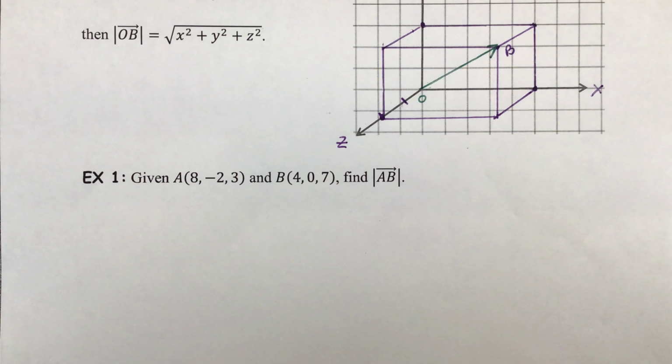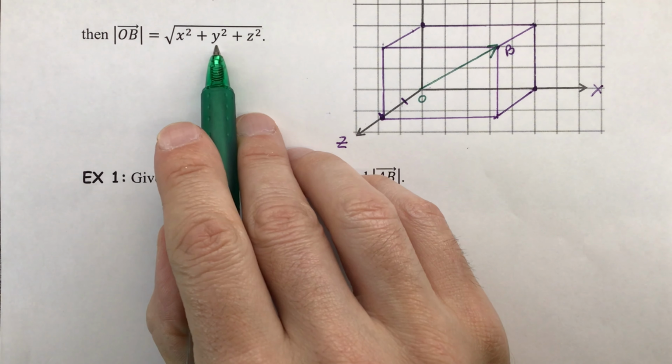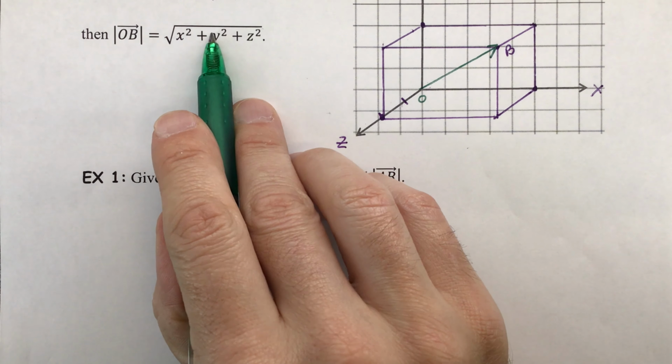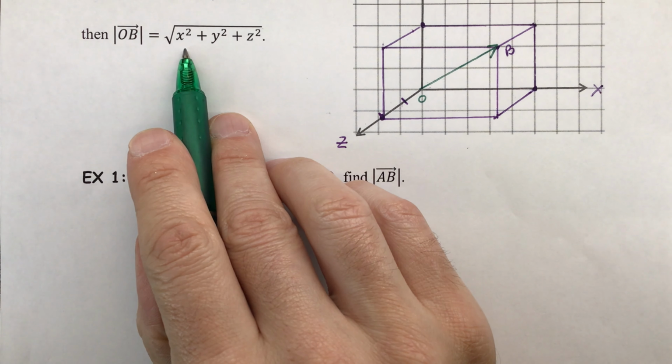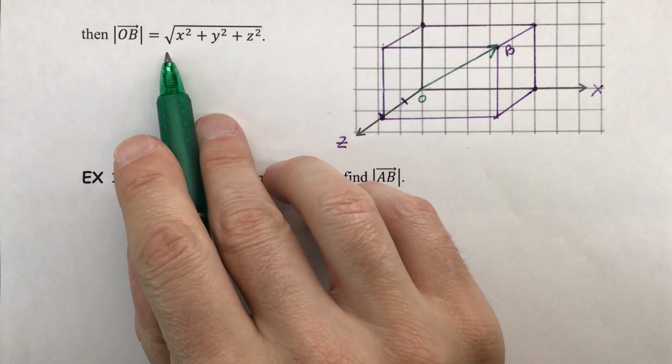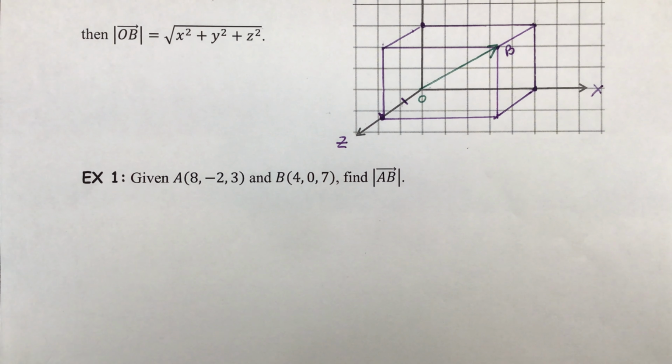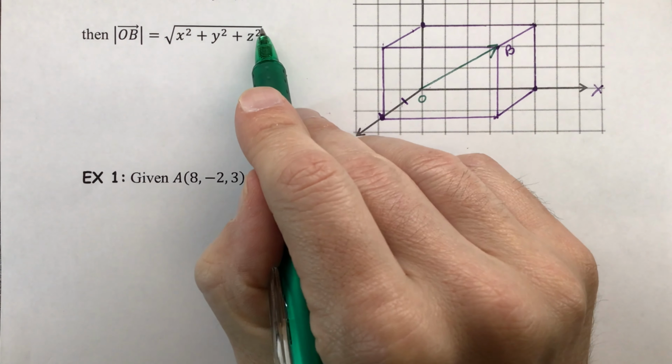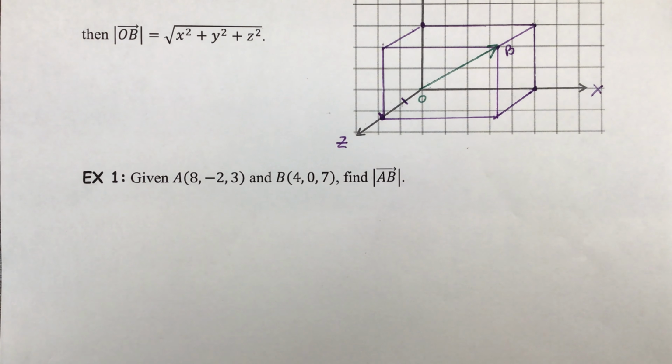To do that in two-dimensional space, what we did is use the Pythagorean theorem. We took x squared plus y squared and then square rooted it. Basically, we took our horizontal component, squared that, took our vertical component, squared it, and then square rooted to get the length of that diagonal. In three-dimensional space, you will still use the Pythagorean theorem, but it's going to be a modified version that brings in the third component squared as well.